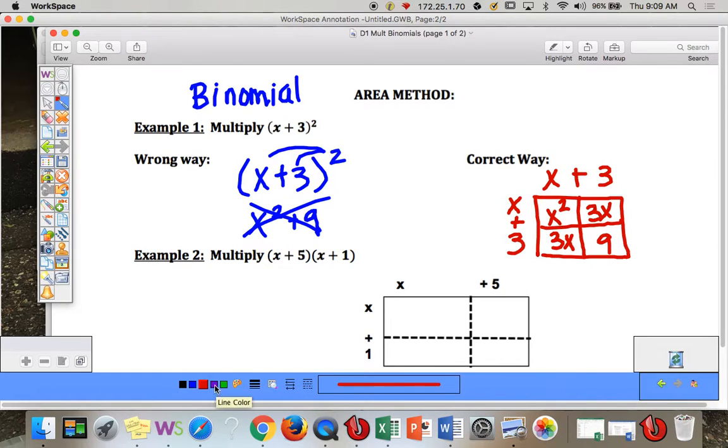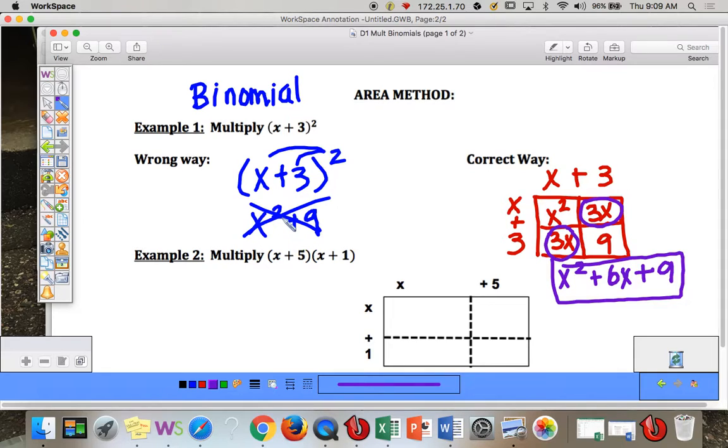If we combine like terms and write it in something called general form, the highest exponent we write first, x squared. We can put together our 3x and our 3x. It's like saying we have 3 apples and 3 apples. How many apples do we have? 6 of them. And then we have this 9. So here's the correct answer for x plus 3 times x plus 3. It's x squared plus 6x plus 9.